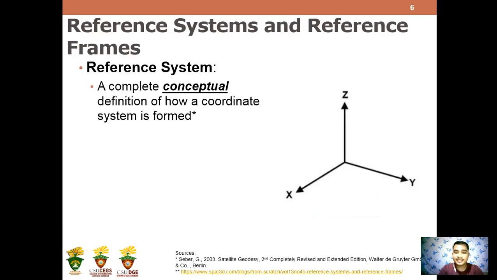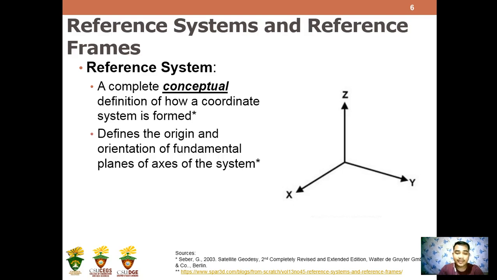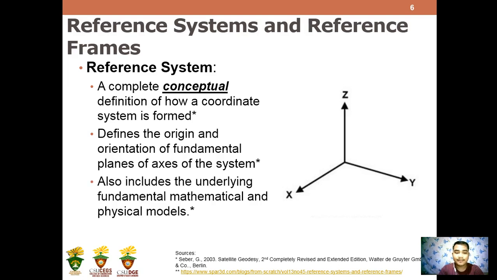When we say reference system, it is a complete conceptual definition of how a coordinate system is formed. It defines the origin, the orientation of fundamental planes and axes in the system, and this also includes the underlying fundamental mathematical and physical models. So class, when we say reference system, it's more on the theoretical side, no? It's conceptual, right? The concept of how the system is being formulated.